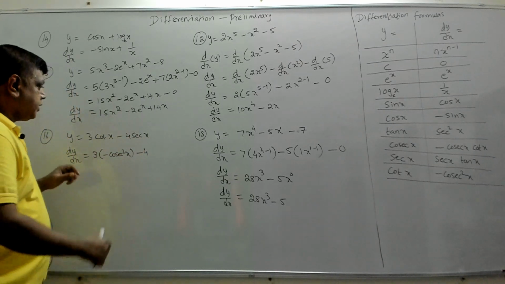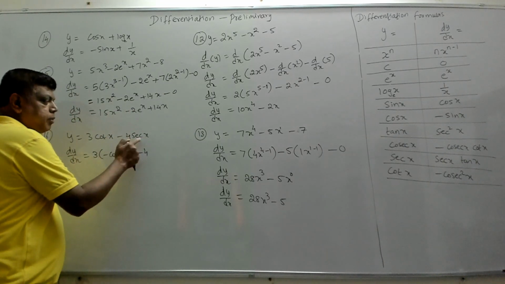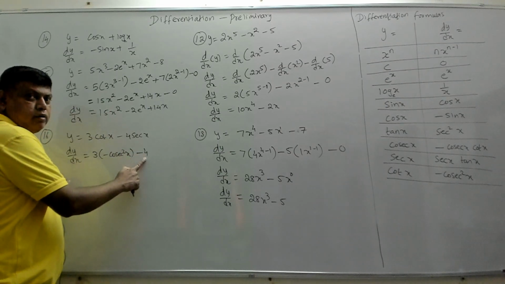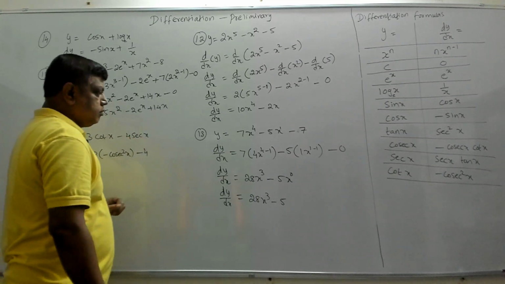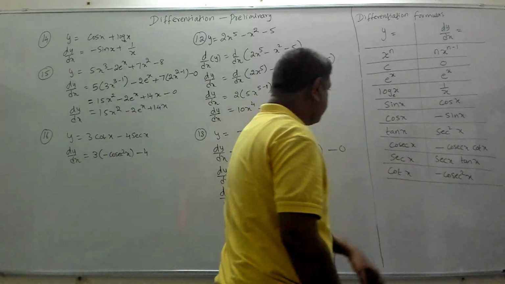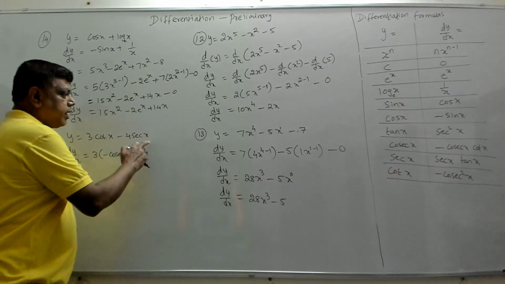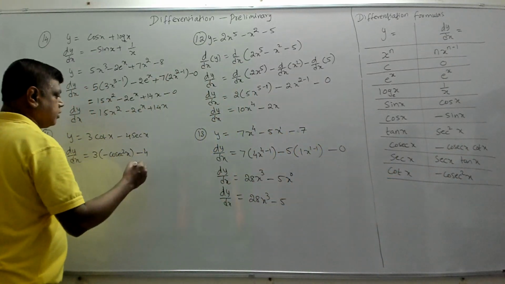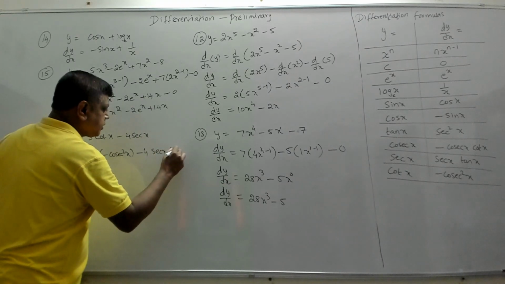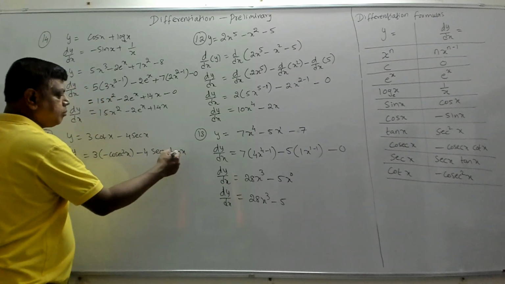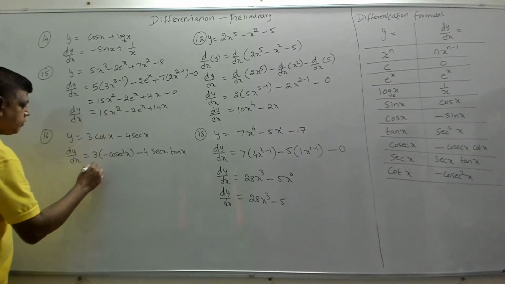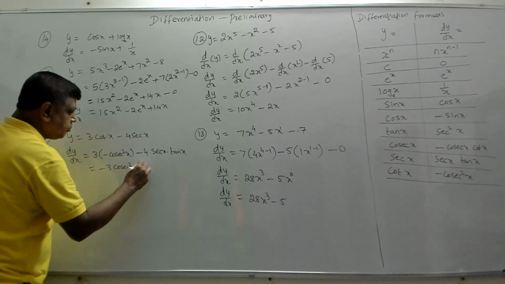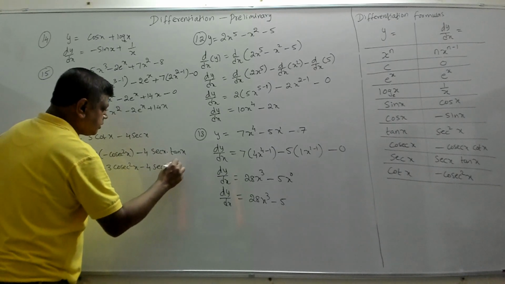Minus 4 into secant x. So again 4 is coming with multiplication with some other function. So 4 should be written as 4 itself. Then secant x should be differentiated. Differentiation of secant x is secant x tan x. Secant x into tan x. The dot means multiplication. Right? So what do we get here? Finally we get minus 3 cosecant square x minus 4 secant x tan x.